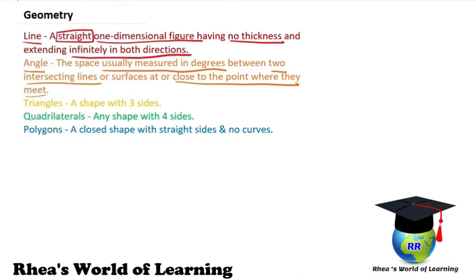Now we're going to go on to triangles. That's a triangle. A triangle is a shape with three sides. Done.